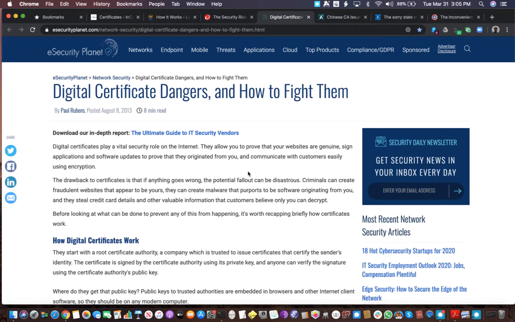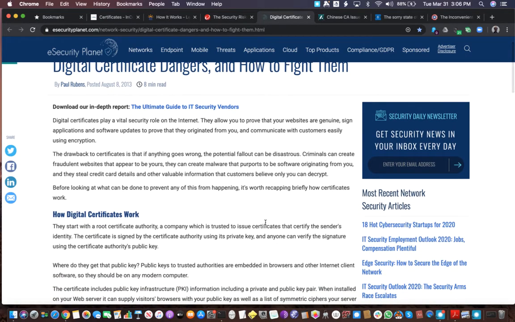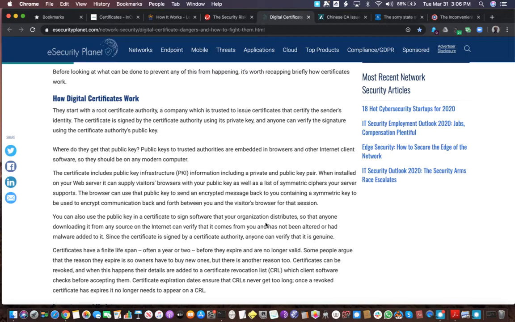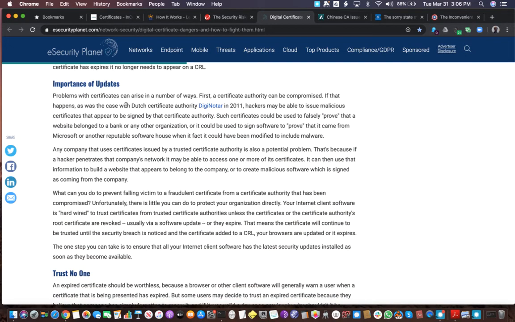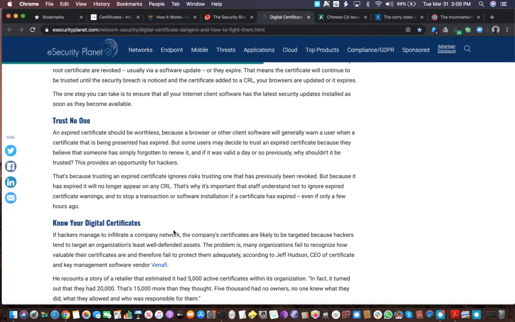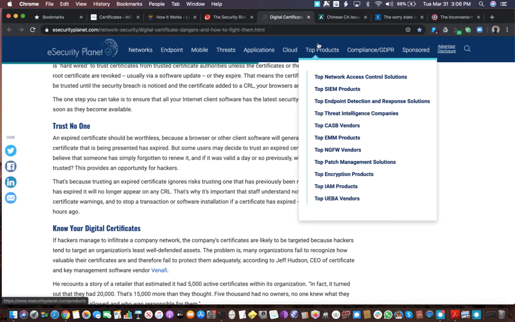Here's another warning about digital certificate dangers and how to fight them. As they say here, the drawback to certificates is that if anything goes wrong, the potential fallout can be disastrous. Criminals can create fraudulent websites that appear to be yours. They can create malware that purports to be software originating from you, and they steal credit card details and so forth. So you shouldn't underestimate the risks of these certificates being forged and going bad. And you can see that the system has a certain amount of fragility. So here they explain how it works, and then they talk about updates and good practices in terms of how you use things.